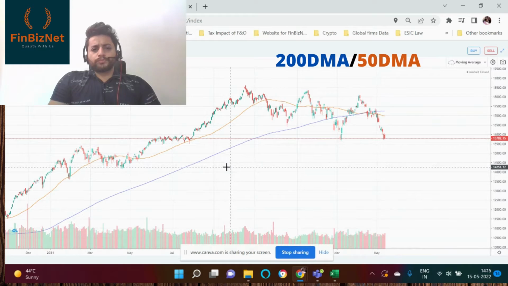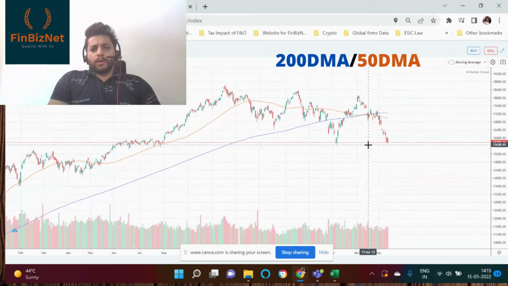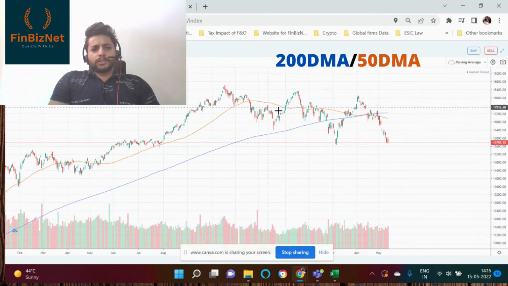Now, we can all see that over the past 1 year the market has been rising sharply and has made an all-time high, right? Which we can see somewhere around 18,600 or something, right? But since then, the market has started making lower lows and lower highs.